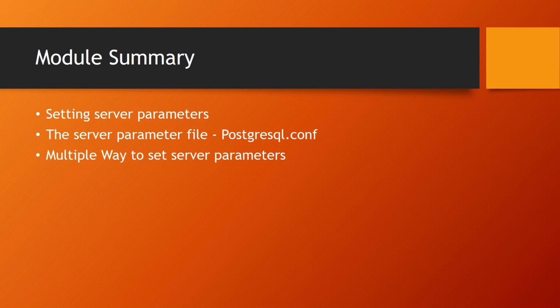Oracle database. Let's talk about Oracle database. In Oracle, there are two types of parameters. One is static and one is dynamic. It means some parameters require a database restart to reflect the changes and some don't.